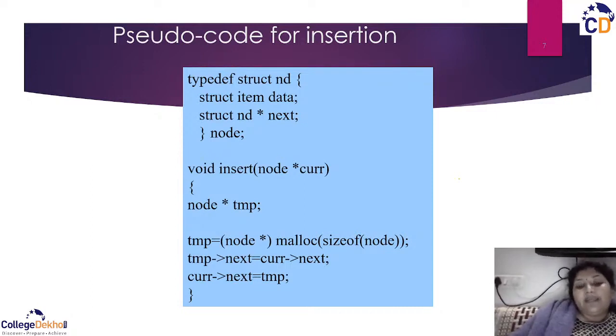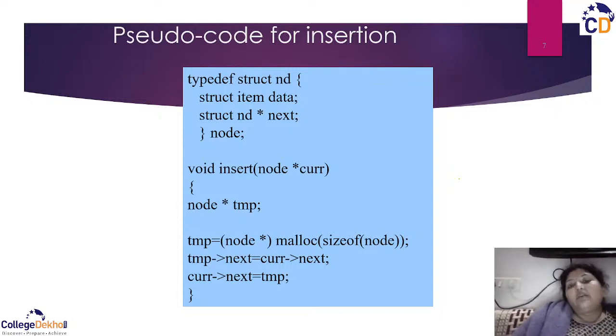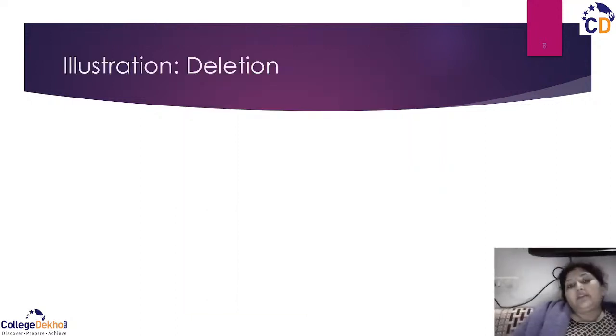Then temp next will now be holding the current next address. So the address held by the current part will be assigned to the temp next part, and current next, whatever it was holding, is now pointing towards the temp, right? So this is how we basically insert an element in a linked list.